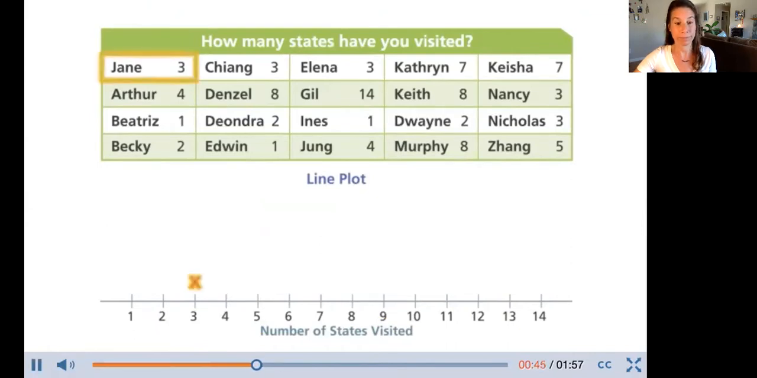I put an X on the line plot for each piece of data. Each X stands for one student in my class.